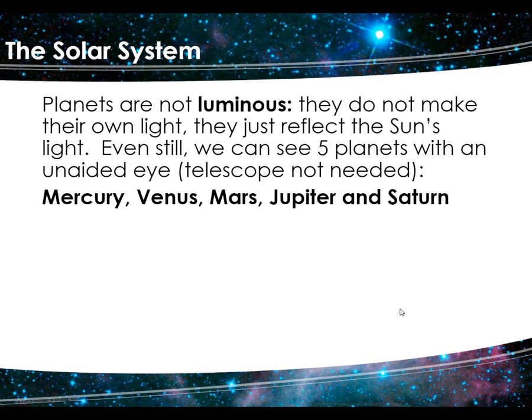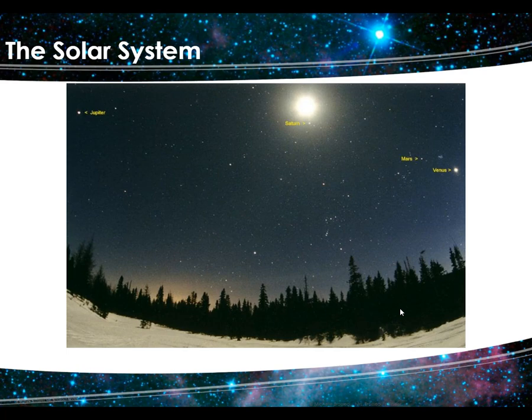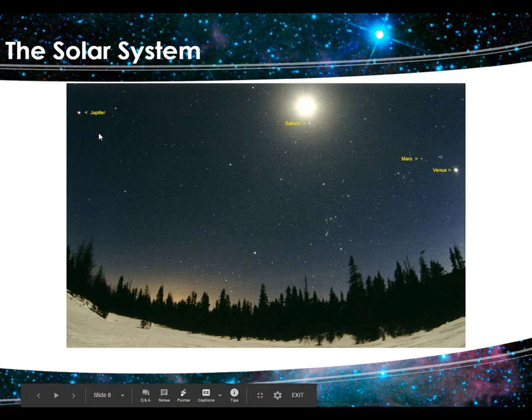Planets themselves are not luminous. That means they do not make their own light. They just reflect the sun's light. Even still, we can see 5 planets with an unaided eye, meaning without a telescope. And those 5 planets are Mercury, Venus, Mars, Jupiter, and Saturn. So this is a picture of what the planets look like with the naked eye. There's Jupiter. That little tiny dot down there is Saturn. This is not Saturn, that's the sun. The little tiny dot is Saturn. Mars, Venus. Venus is pretty bright.